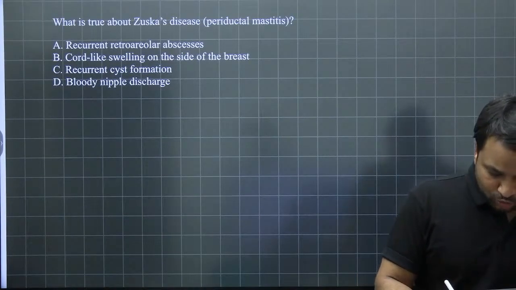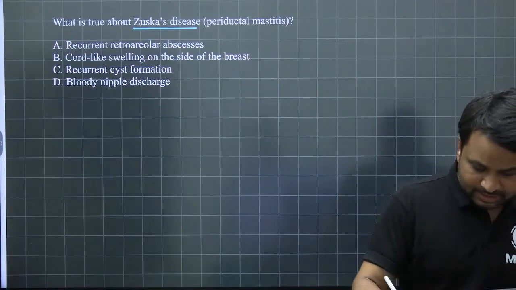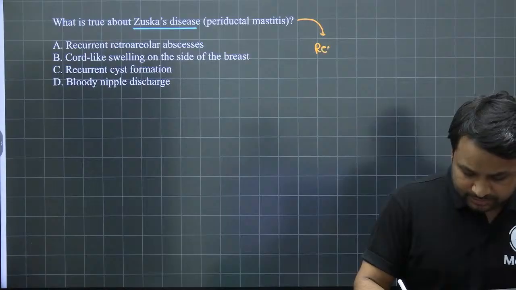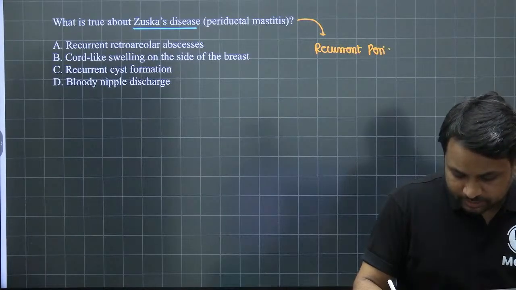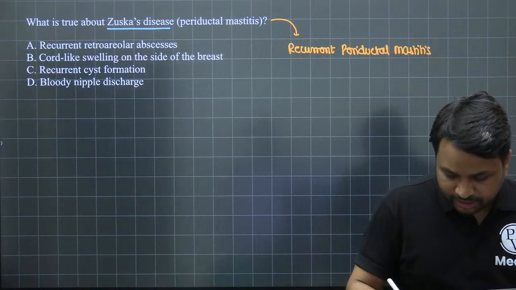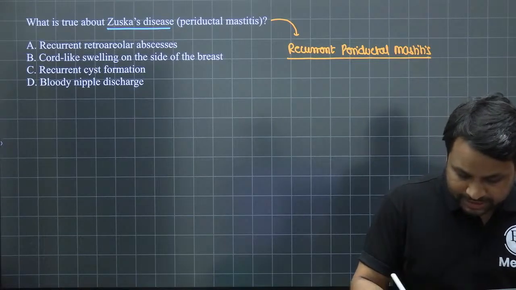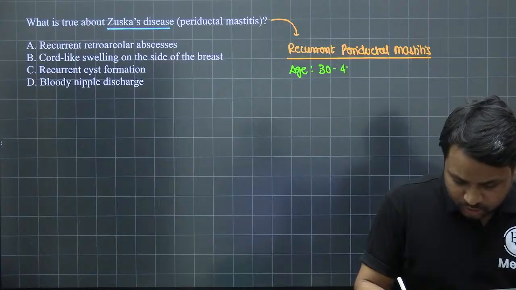What is true about Zuska's disease? Now, Zuska's disease is an example of periductal mastitis. So this is what we call recurrent periductal mastitis. The usual age of presentation for this is between 30 to 40 years.